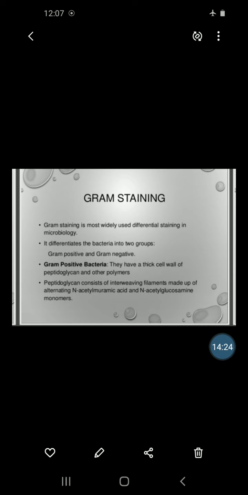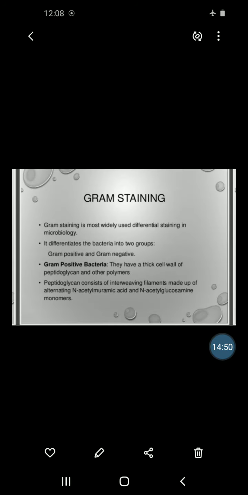These are the bacteria that have a thick cell wall of peptidoglycan and other polymers. Yes, gram-positive bacteria have a thick cell wall of peptidoglycan and other polymers. And peptidoglycan consists of interweaving filaments made up of alternating N-acetylmuramic acid and N-acetylglucosamine monomers.